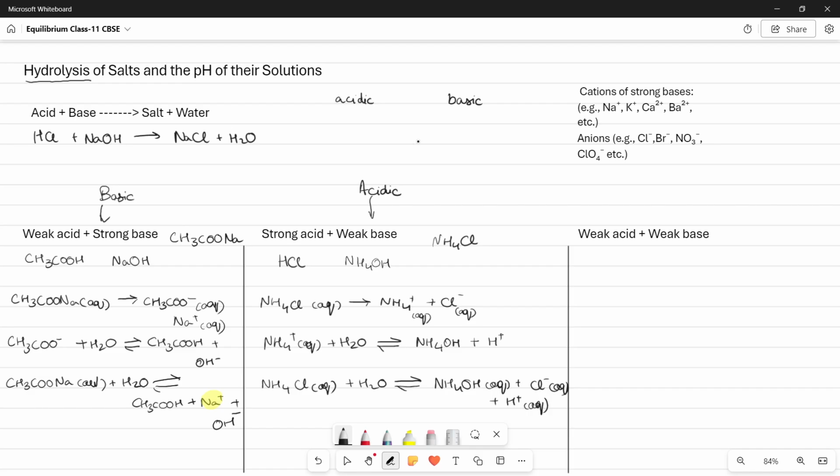And remember one thing, the Cl minus is an anion of a strong acid. So this is not going to undergo hydrolysis to form HCl again, right? So that's one very important thing to remember. Both Na plus and Cl minus are the cation of a strong base and the anion of a strong acid respectively, and they're not going to undergo the process of hydrolysis.